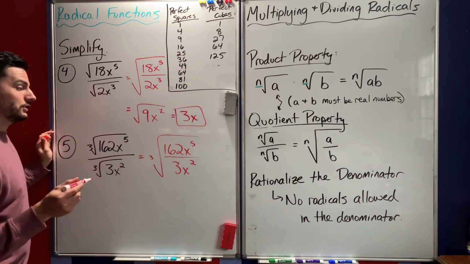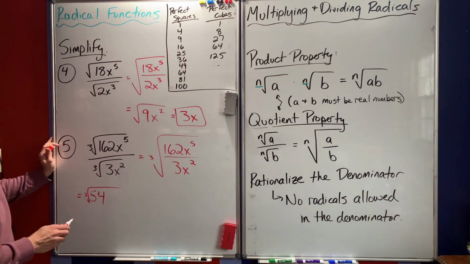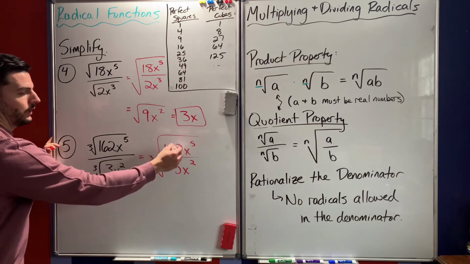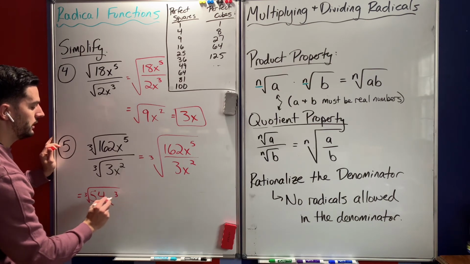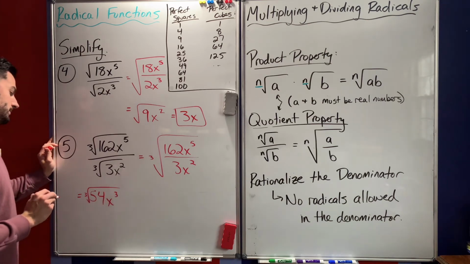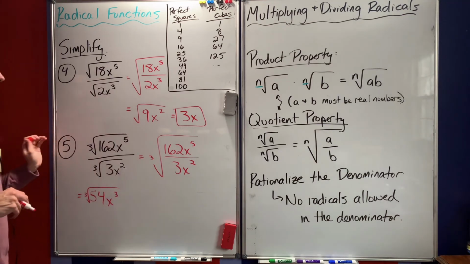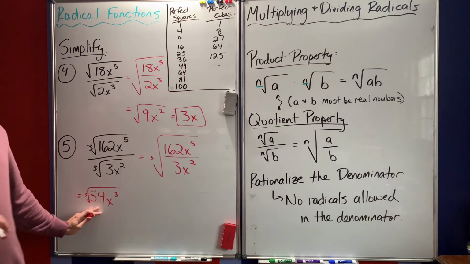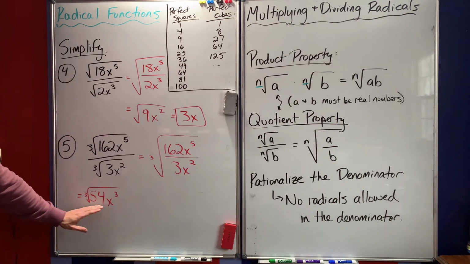So you might not know, 162 divided by 3 ends up being 54. So the cube root of 54, and then same rule, x to the 5th divided by x squared, subtract the exponents, gives you x to the 3rd. So cube root of 54, x to the third. Now, I'm going to simplify this, because that's your last step, you always try to simplify.